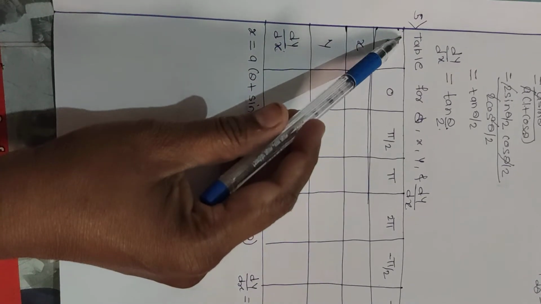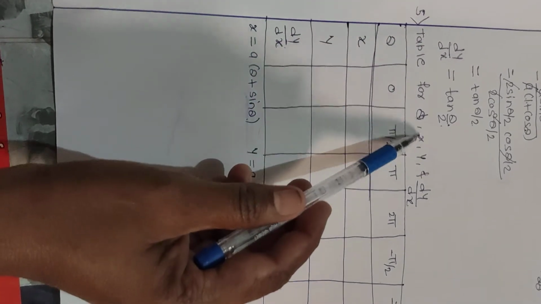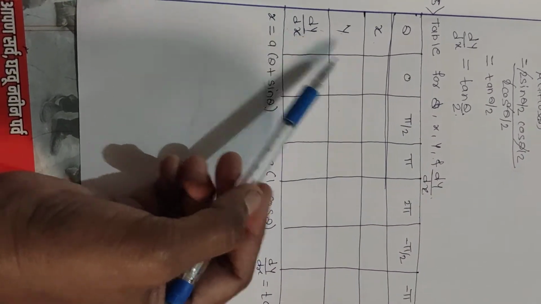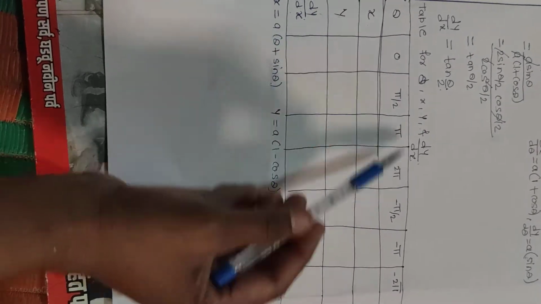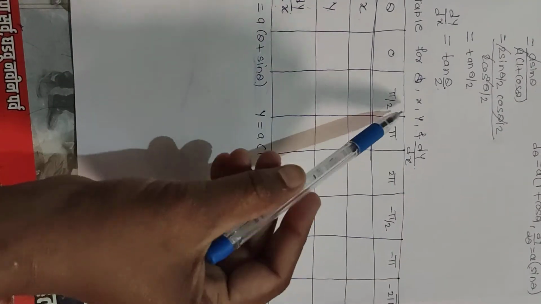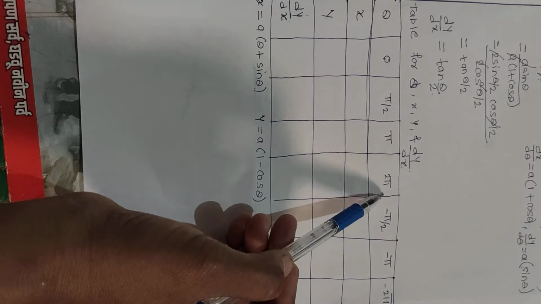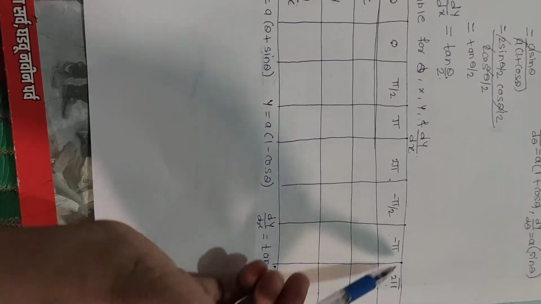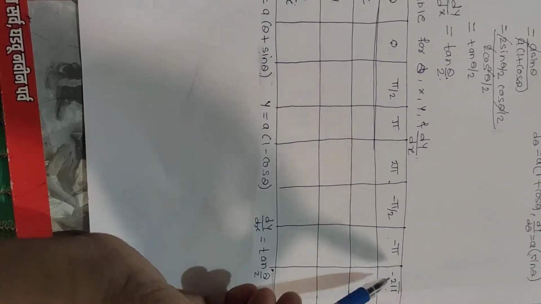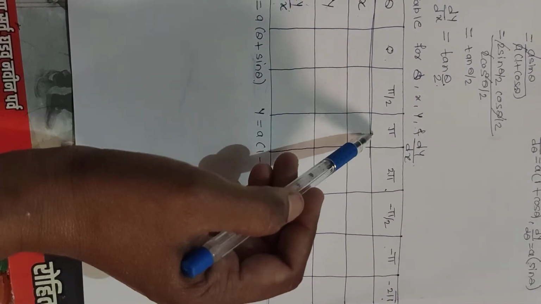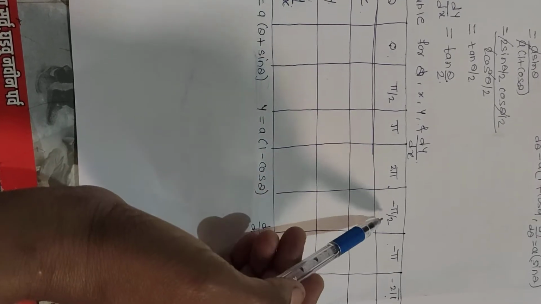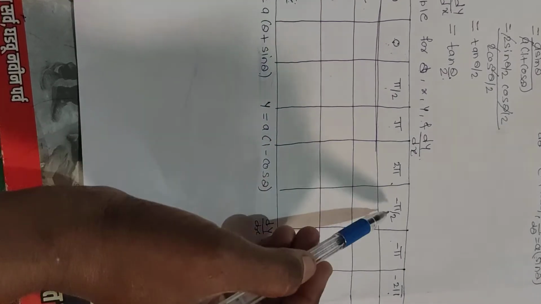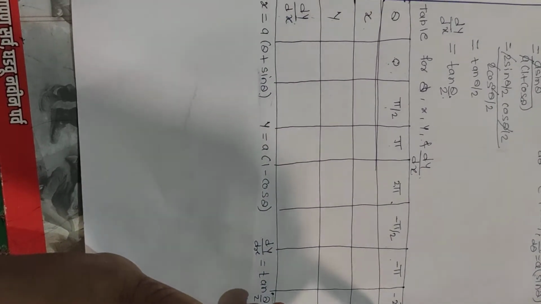Rule 5 is to prepare the table for theta, x, y and dy by dx. So here we have to take theta from 0 to 2 pi. You can take 0, pi, 2 pi, minus pi or minus 2 pi. But if we have to take the maximum points, so that our curve is traced accurately, we have to take 0, pi by 2, pi, 2 pi, minus pi by 2, minus pi, minus 2 pi.